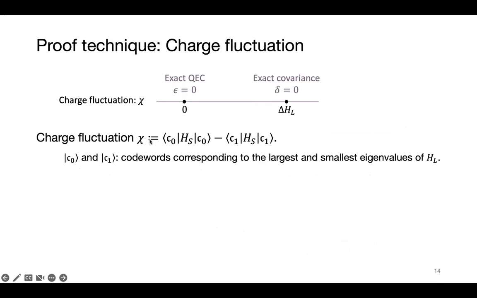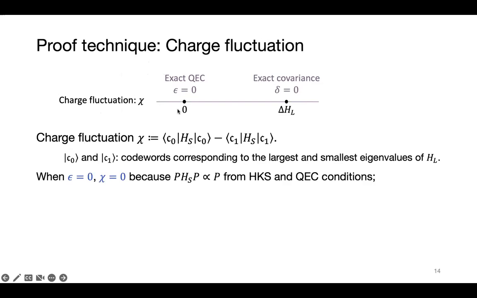Okay, so finally, I'm going to talk about the proof technique of our two trade-off relations. In fact, the techniques to prove the two trade-off relations are very different. In order to prove the first type of trade-off relation, we make use of a concept called charge fluctuation. It is an indicator of whether the code is an exact error correcting code and an exact covariant code. Charge fluctuation is defined by this expression here. It is basically the fluctuation of charge in the logical subspace.